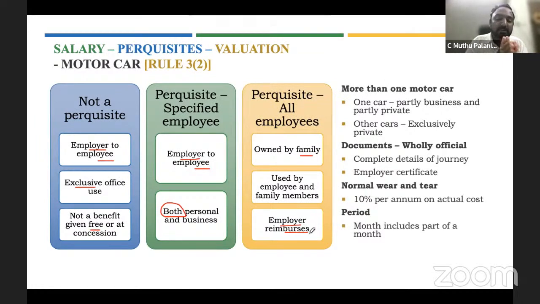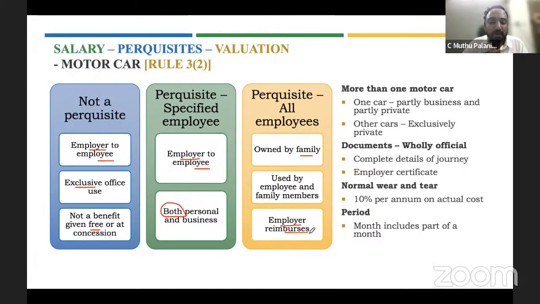In case it is a perquisite, I need to understand whether it is for specified employees or for all employees. When you say specified employees, the employer gives his car to the employee. For all employees, it is my car, which I'm using for both office and personal use. The company is giving me money for maintenance.